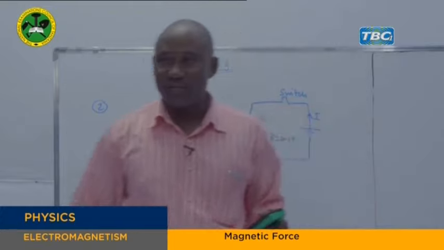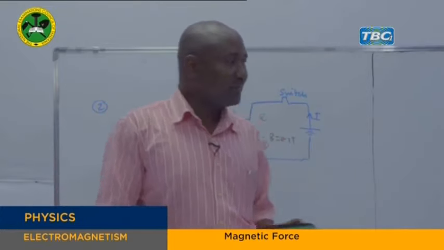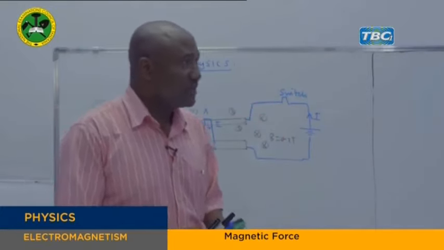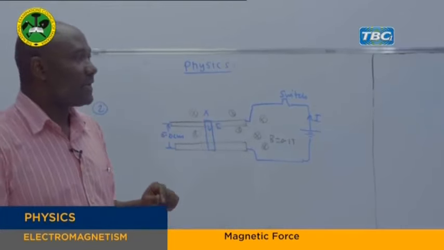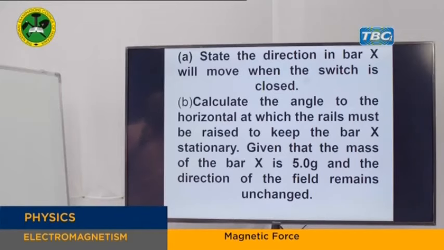The second part of this question, now let's see the questions. Part 1, A: state the direction in which bar X will move when the switch is closed.